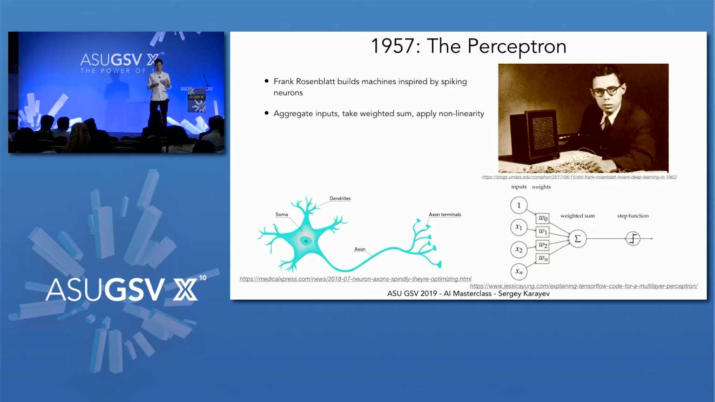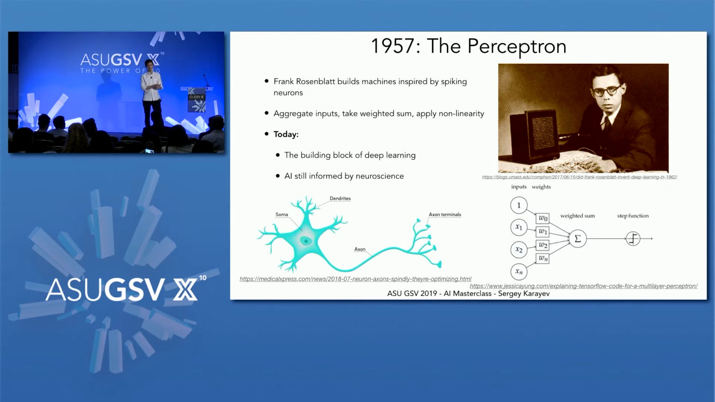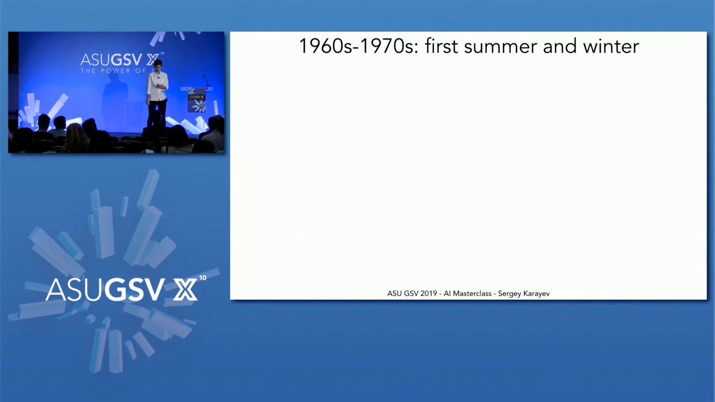So the mathematical formulation of it is just this kind of aggregation of inputs, weighting of them, and then passing either a 1 or a 0 down the line. Today, this is the building block of deep learning. So the ideas of deep learning, even though most of us have heard about it pretty recently, are very old, as old as AI itself. And AI is still informed by neuroscience. It's not, to the same degree that planes are informed by bird flight. We're not trying to replicate neuroscience, but we're informed by how it does things.